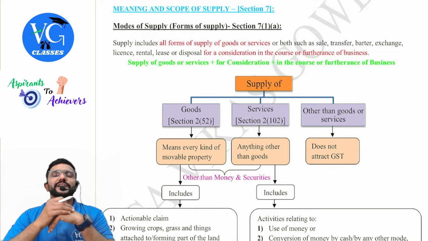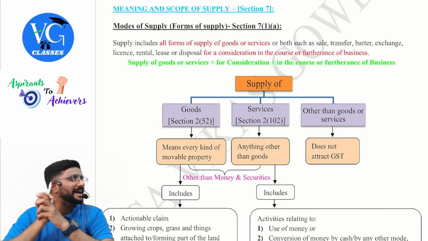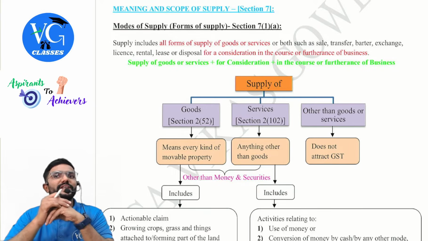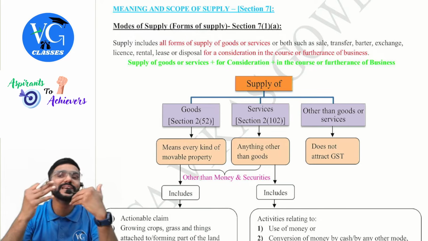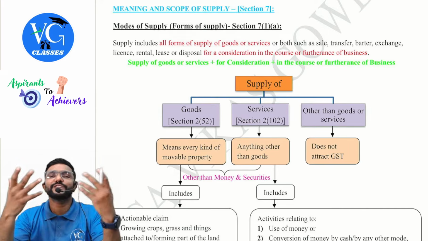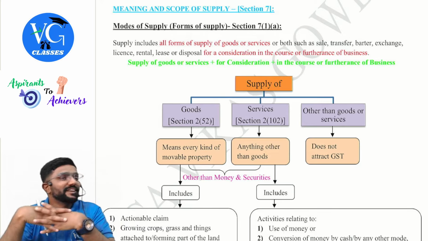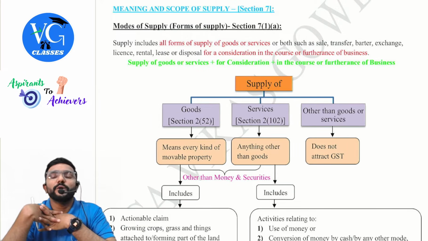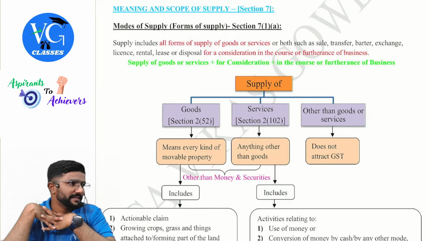Sir, how do we decide the value of supply? Based on valuation rules. Section 15 applies only when there is a consideration, and price should be the sole consideration. Only then can we apply section 15, which covers value of supply. What if price is not the sole consideration, or the supplier and recipient are related? Then we cannot apply section 15; we have to apply valuation rules to decide the value of supply. Sir, are valuation rules covered in our syllabus? No, at intermediate level it is not covered.